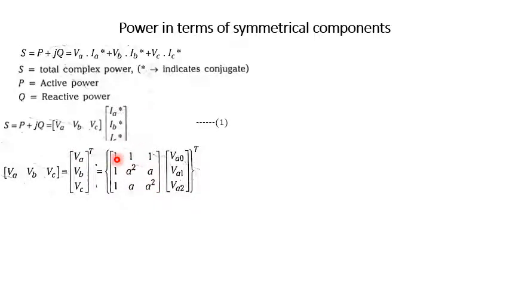Already we know that VABC can be written with one of the matrices, 1 1 1, 1 a square a, and 1 a a square, times VA0, VA1 and VA2.